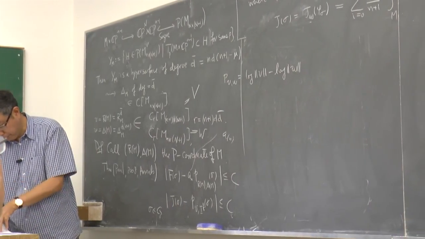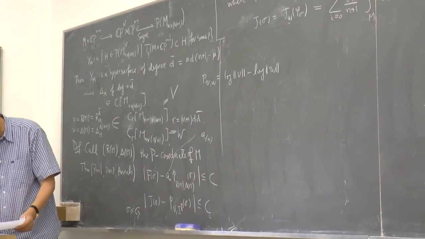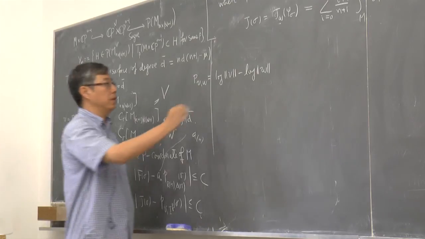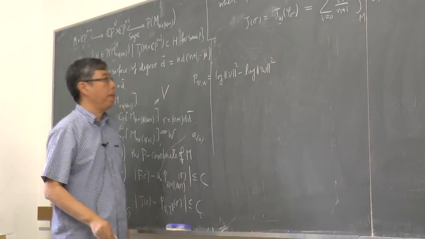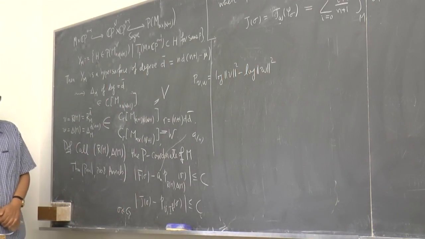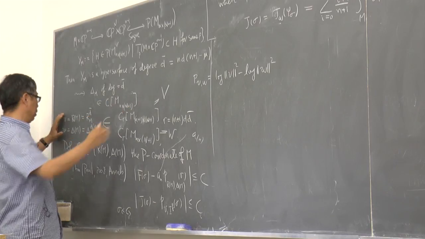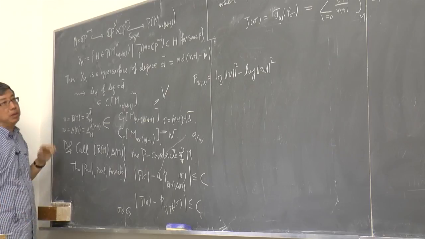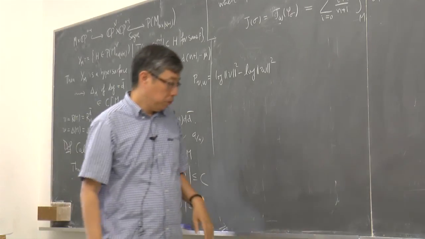Okay. Sorry. Yes, you got a square, right? A square. Yes, I have a square. Okay. So P is basically just a measure of the difference of norms here. Different norms.